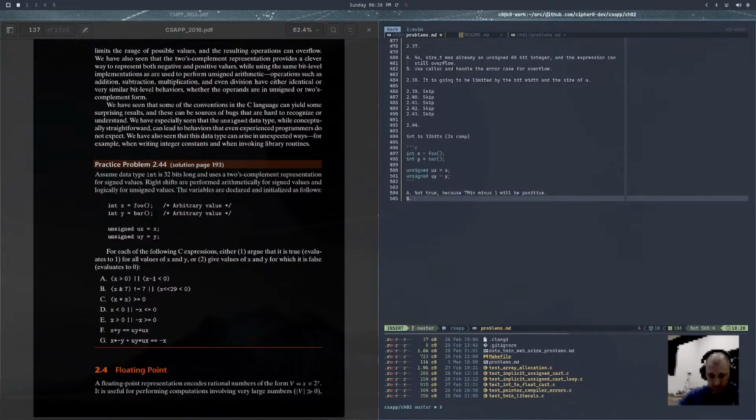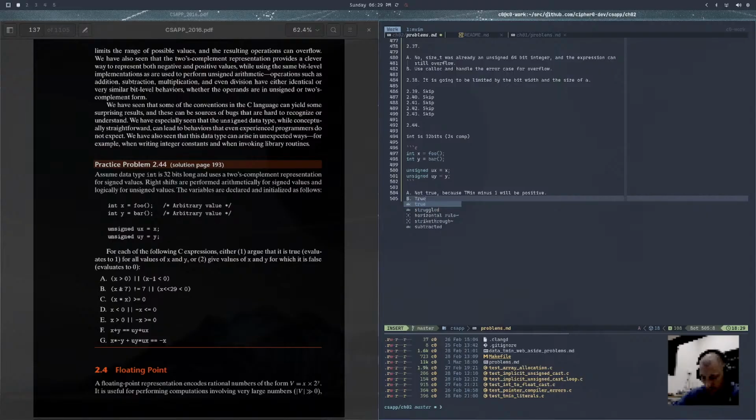B. Okay, we got x ampersand 7 is not equal to 7. So we got some bits in there that weren't set. So this means that the low order 3 bits that represent 7 are not all set. One of them is set to 0. Not equal to 7, or if they are all set to 1, then if we bit shift over 29, yeah, that'll be less than 0, true.